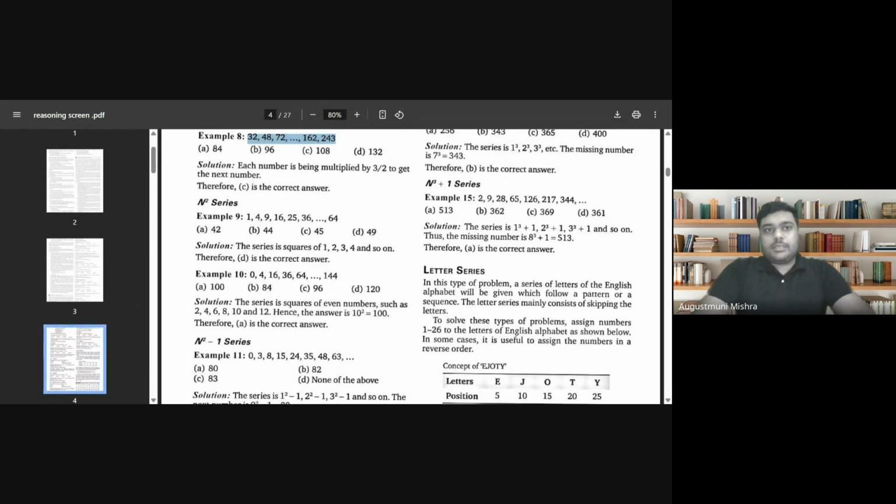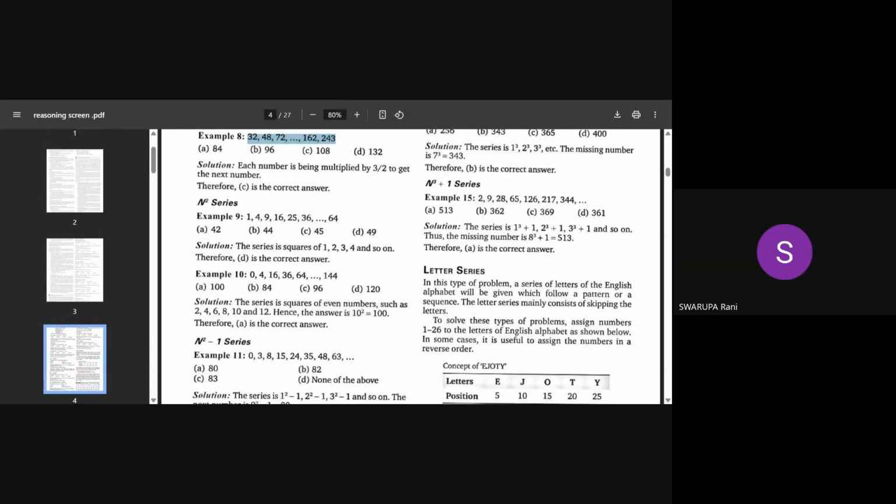When you add, Dhara ma'am said, every number is multiplied by 1.5. 32 into 1.5, we get 48. Next, 48 into 1.5. This is the series: every term is multiplied by 1.5.